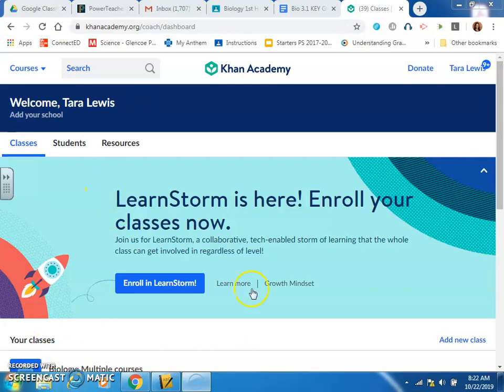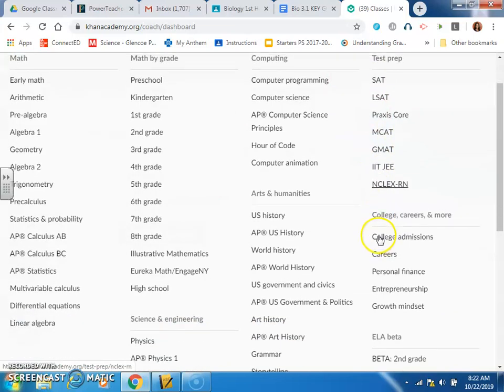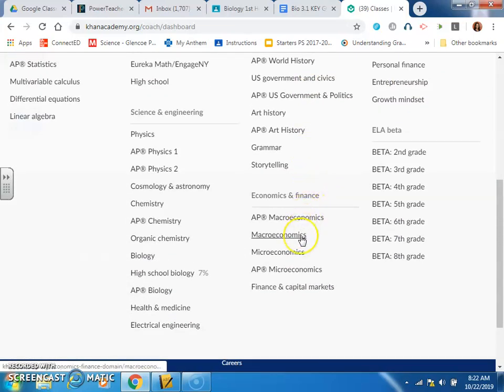But after you start your account, again, it's free. You can actually set up classes for yourself. But what I'm going to tell you to do is go to courses. So if you go to courses, you can see there's all kinds of stuff. There's math, there's test prep, college admissions, arts and humanities, economics and finance. There's so many different things. There's even some ELA, but it only goes up to the 8th grade.